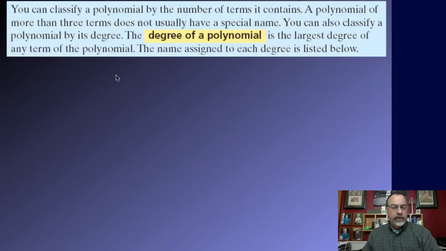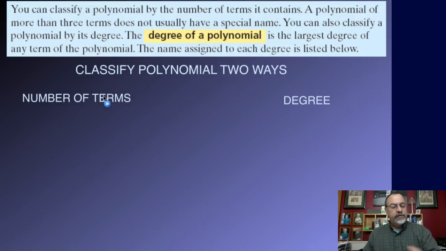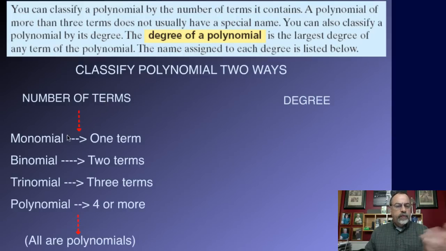So now that we know what a polynomial is and we know how to put it in standard form, how do we classify it? There are two ways that we can classify it. We can either classify it by the number of terms that it contains, or we can classify it by the degree. When we're classifying by the number of terms, we're simply looking at how many terms it has, and the name is based upon how many terms. Now understand this, that these are all polynomials. Polynomial is a general term. The names that we're going to give based upon the number of terms are more specific names. We'll have special names up to 3 terms. Anything over that, we'll just continue to call them polynomial.